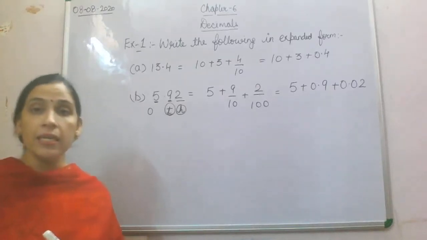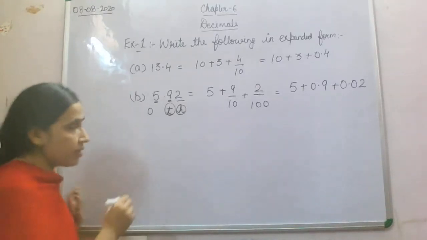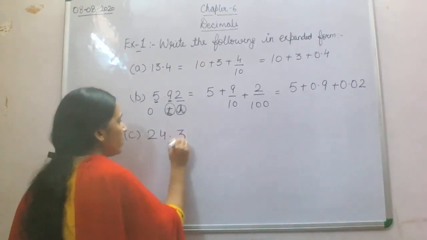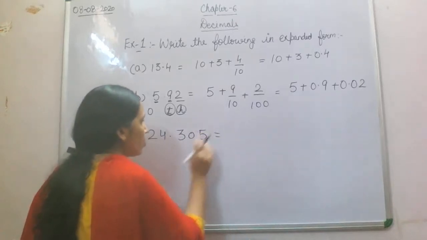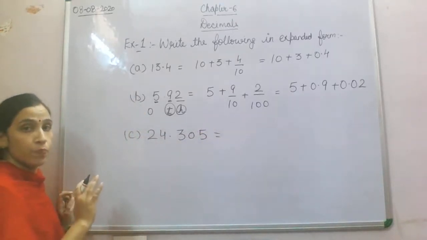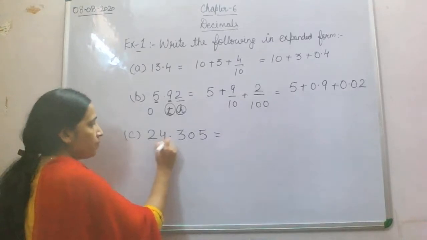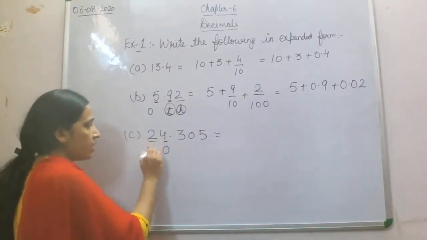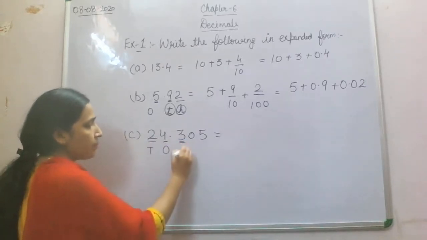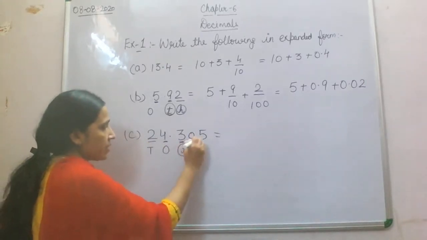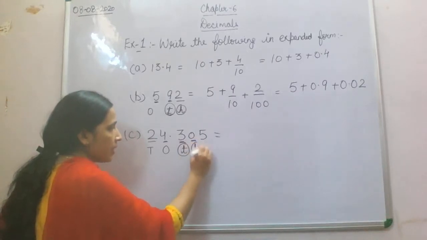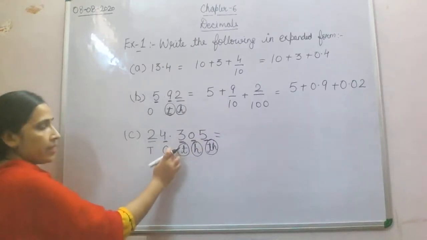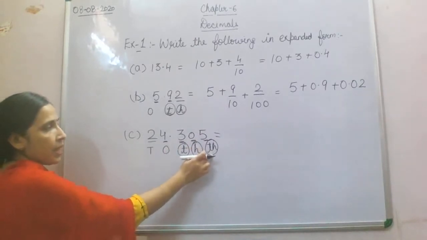Let's see the third part of this first example, that is 24.305. Now first of all we will write their place value. This is your ones place. This is your tens place. And if we talk about decimal places, this is your tenths place, this is your hundredths place, and this is your thousandths place. Fine. Tenths, hundredths and thousandths place.